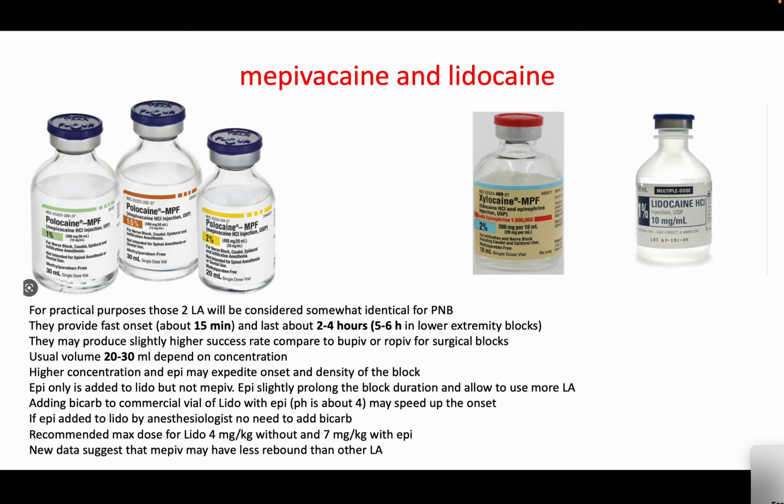We remember if we use lido with epi, it's 7 milligram per kilo versus plain lido, 4 milligram per kilo. But again, as we talked about maximum recommended dose in our last lecture, local anesthetic systemic toxicity, it all depends on the type of block because absorption is very different, from intercostal compartment versus sciatic. So adding bicarb to commercial vials of lidocaine with epi may speed up onset, because if you look at the pH on this bottle, it will be quite low. It will be about 4.